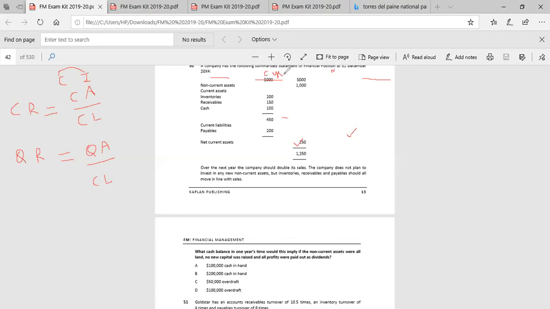Excuse me, ma'am. Can you please explain the meaning of the last line? Should all move in line with sales. This one, what cash balance in 1 year's time, or this one? Yes, this one. Above, yes. Let me zoom it.